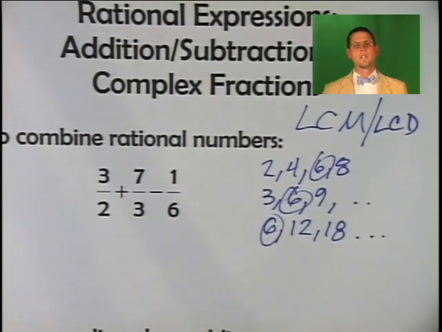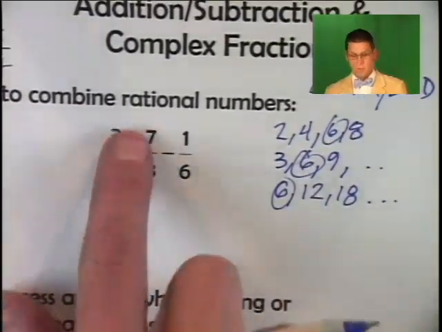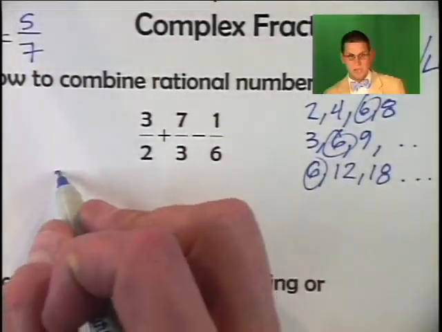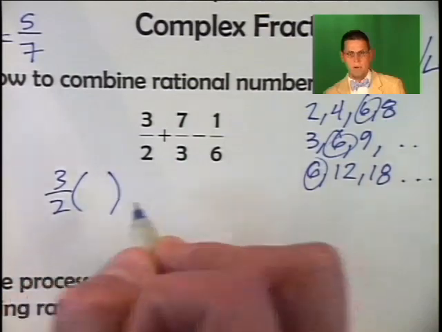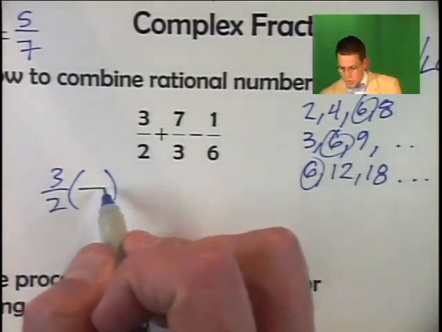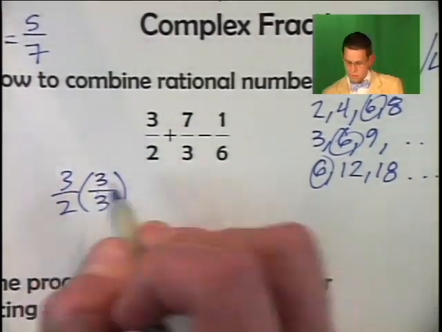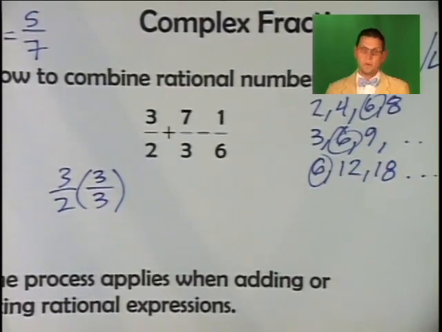Okay, so what do we do once we have that least common multiple? Well, we need to make all of these in terms of 6. So the 3/2 will get this. Now in mathematics, we can multiply by an expression so long as it's equal to 1. It's the identity element, remember? And so I need to multiply this 2 by 3 to get it to be a 6. Well, I have to multiply by 3 over 3 now. That's a clever form of 1.